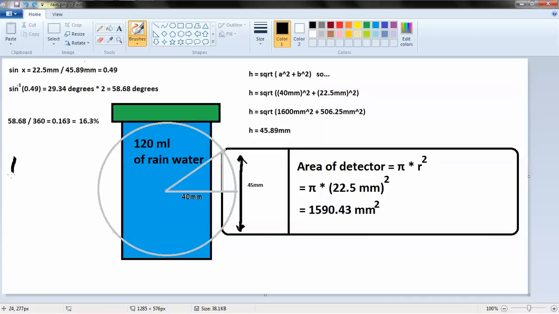So we'll call it 5.55 becquerels per liter.